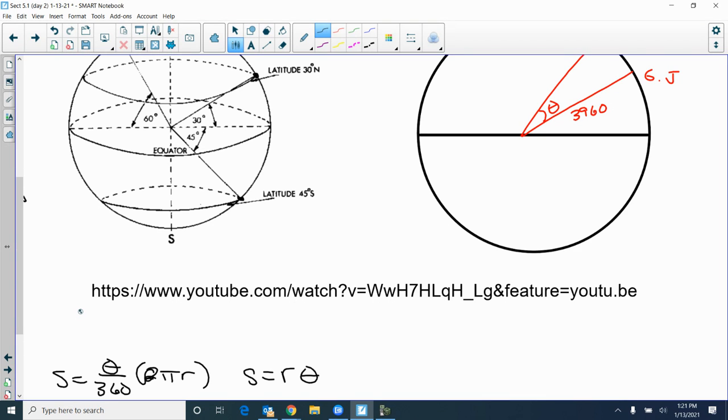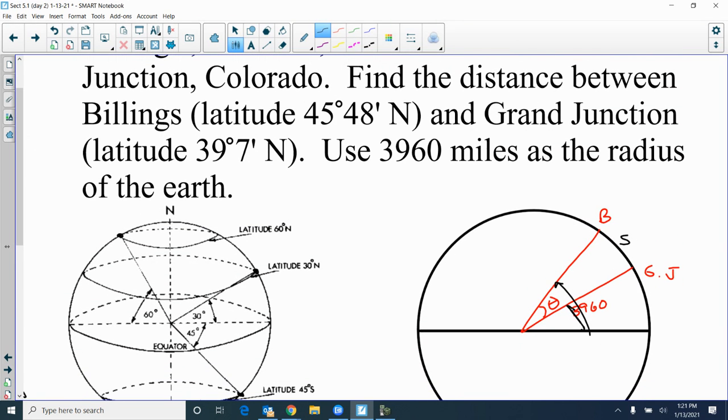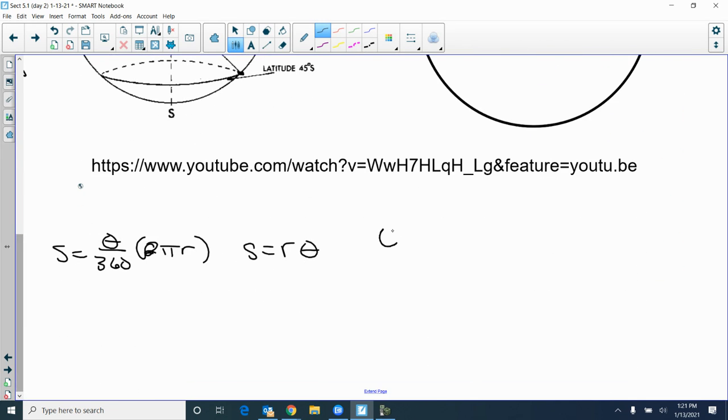Well, Billings is 45 degrees, 48 minutes. And then this one is 39 degrees, 7 minutes. You're going to have to subtract those two values, and that'll give you the angle between the two cities. So theta is going to be 45 degrees, 48 minutes, minus 39 degrees, 7 minutes, which is 6 degrees, 41 minutes.